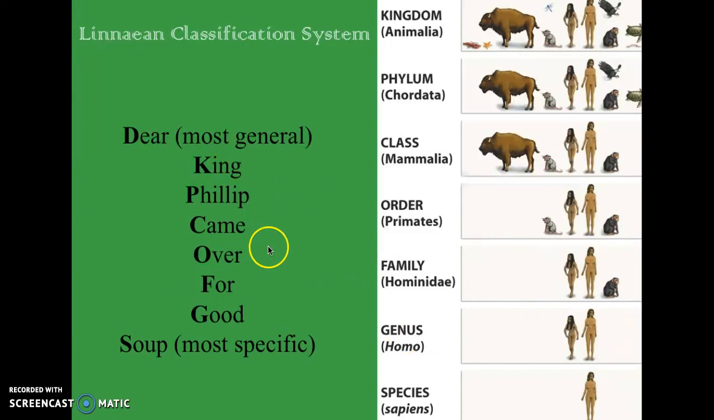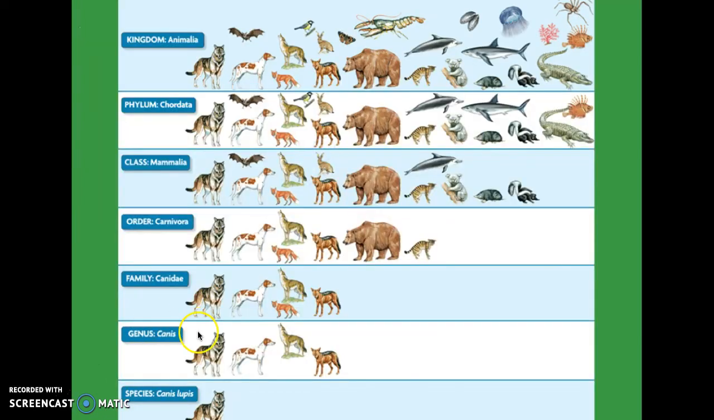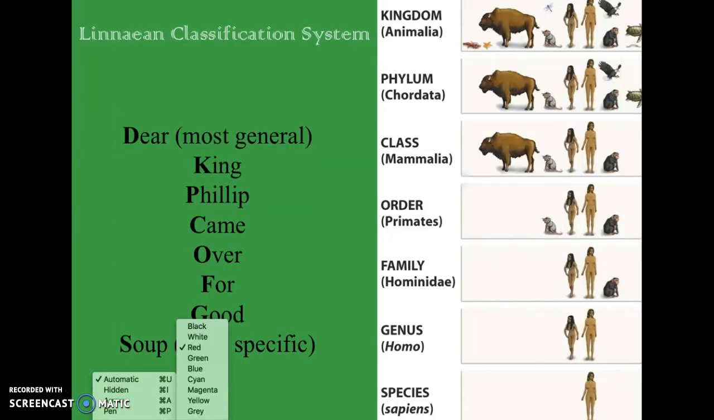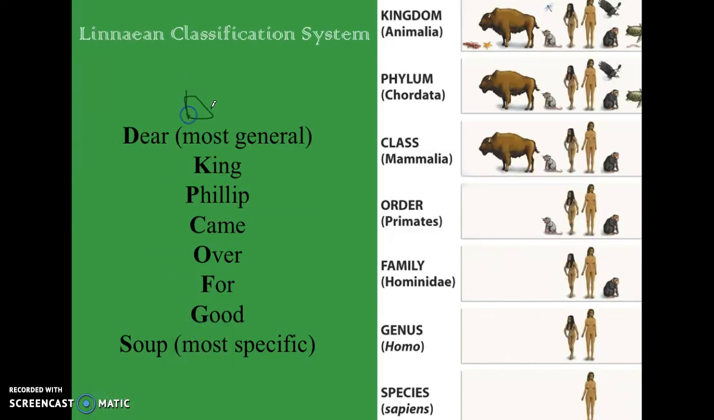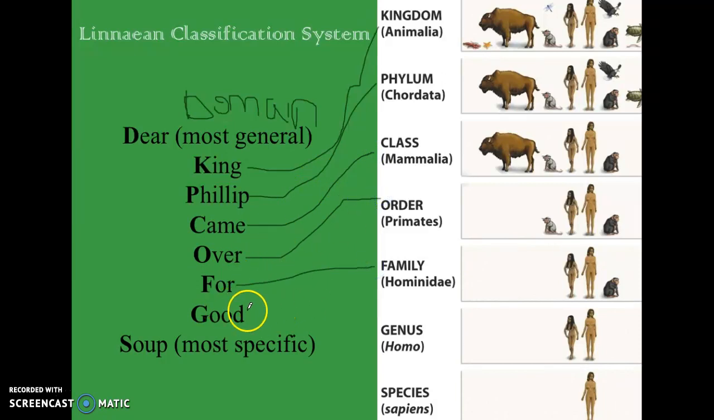The first one is, then, the D stands for, sorry, I'm not writing on the board, I'm writing on my screen, which is a little harder, the domain. K, kingdom. P, phylum. C, class. O, order. F, family. G, genus. And S, species.